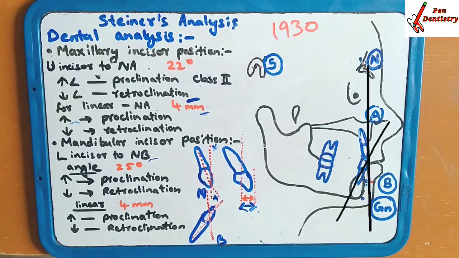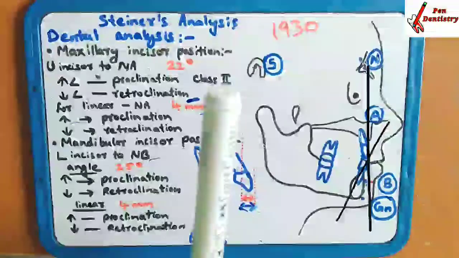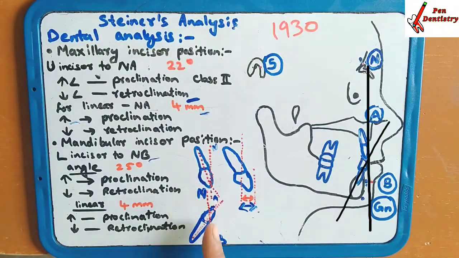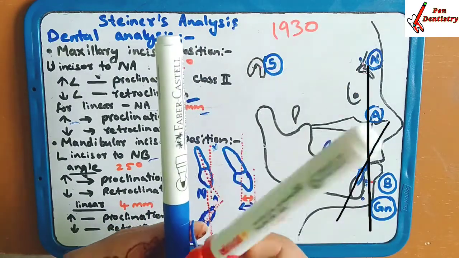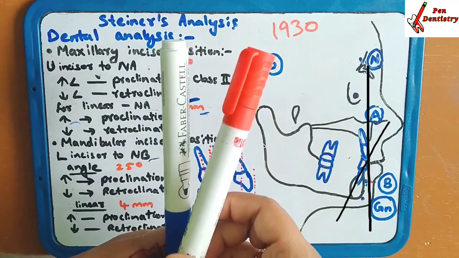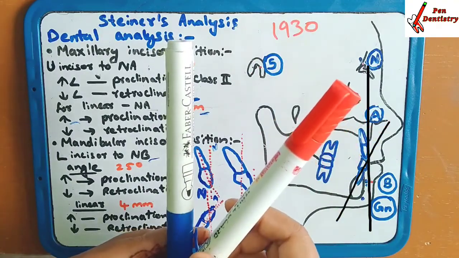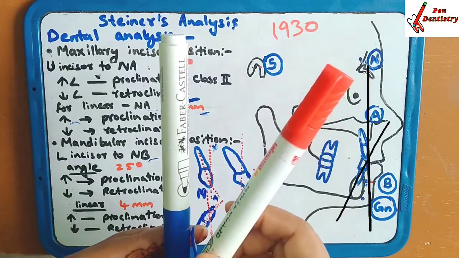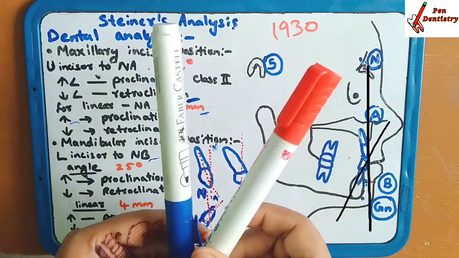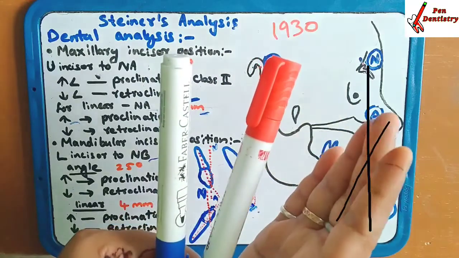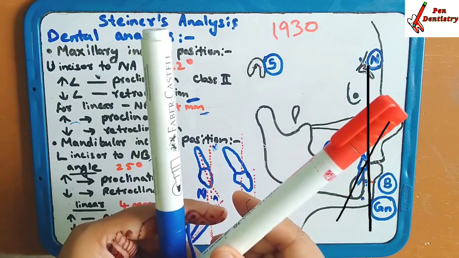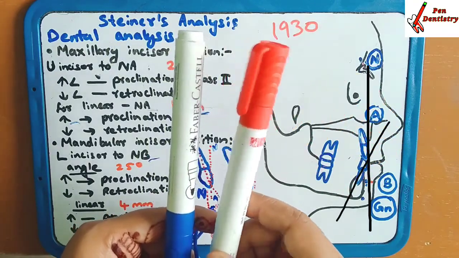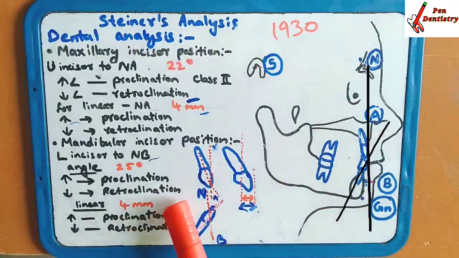When the angle is going to increase, this long line NB is in a fixed position and the tooth angle is like this. This is the tooth. When the angle is increased, at that time proclination, as we are talking about the lower incisor, will be seen. When the lower incisor angle is decreased, at that time the retroclination will be seen.